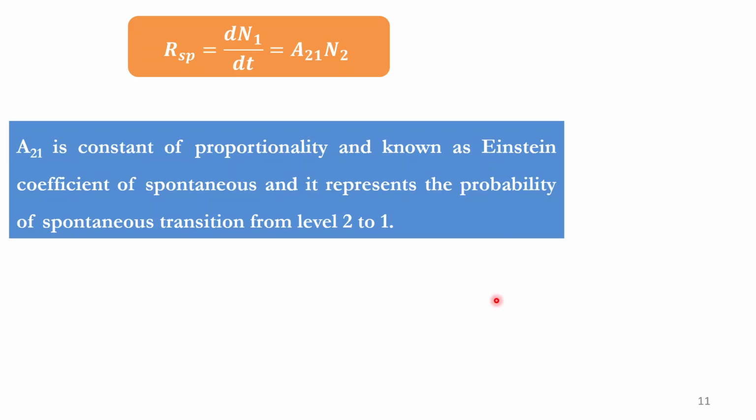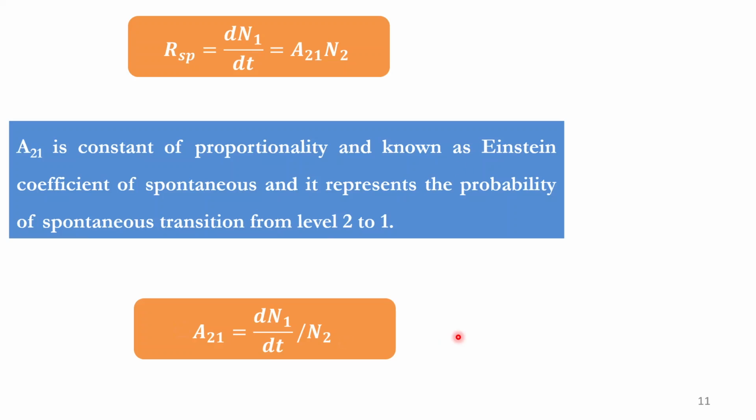So students, you have to remember what the Einstein coefficient indicates here. A21 is the coefficient of spontaneous emission, and it represents the probability of the spontaneous transition from level 2 to level 1. So we can define A21 in terms of the rate of spontaneous emission, expressed as dN1 by dt divided by N2.